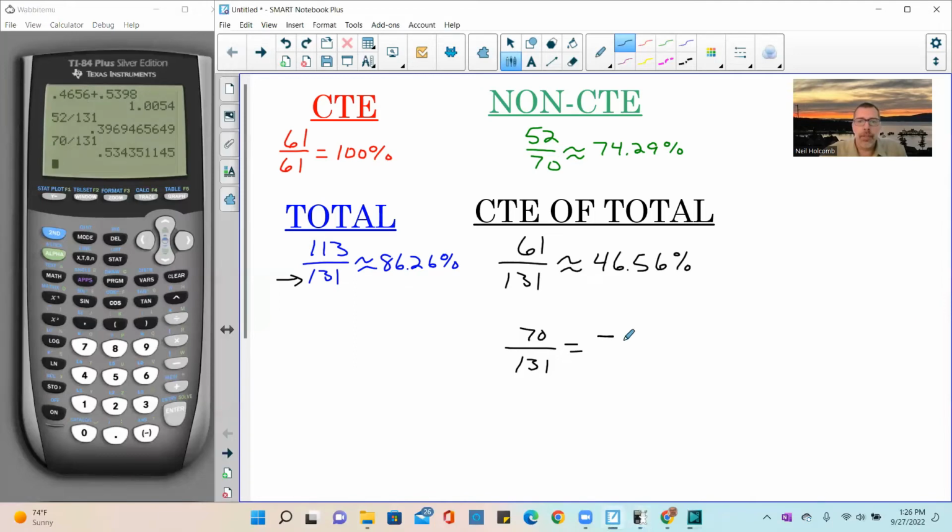53.44%. Okay, that's the other number you gave me. You gave me 53.98, but I think it's that 70 out of 131, which is 53.44. Those are the number of non-CTE students, but that's not the number who graduated. That's just the total. So I'm thinking what you're looking for is this. You said CTE students represents what percentage of the 86.26%. So of the 86.26, in other words, out of 131, 61 of those were CTE students, which is 46.56% of this total.